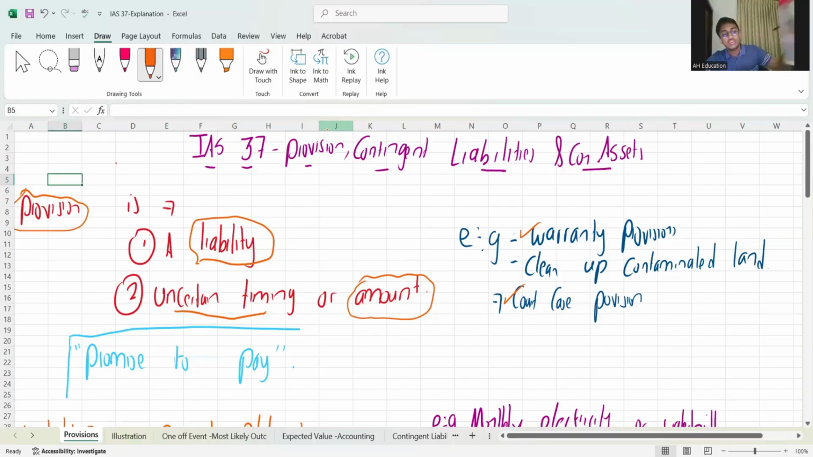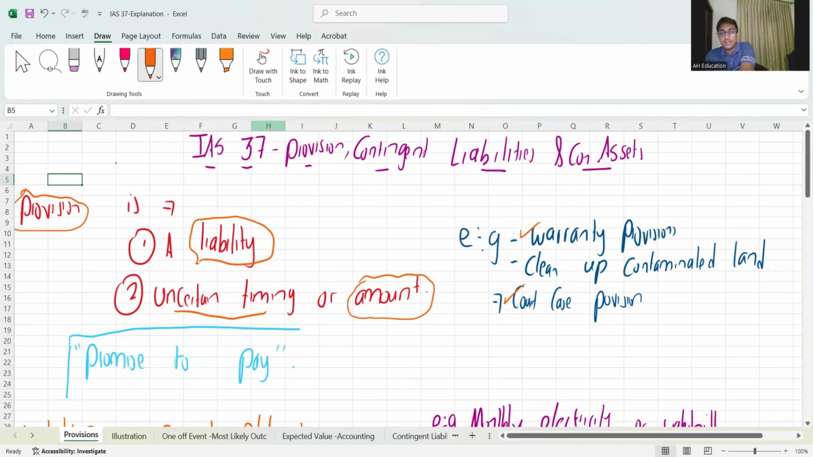So that is why I'm telling you, a provision is a liability, but there is uncertain amount and uncertain timing. We do not know when the customer will come, or how much cost we need to incur in terms of the warranty provision.